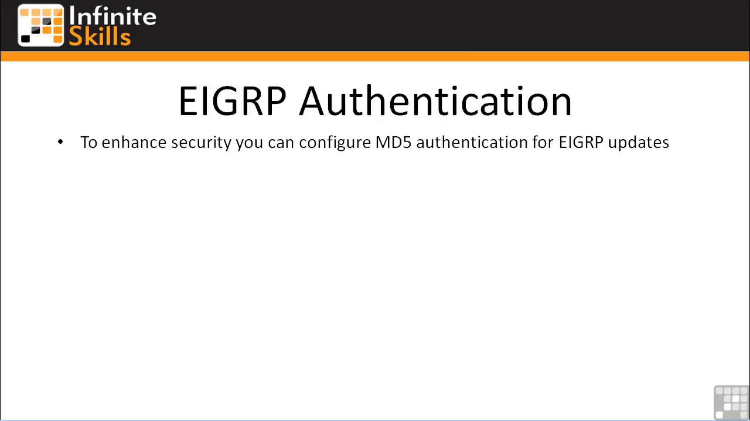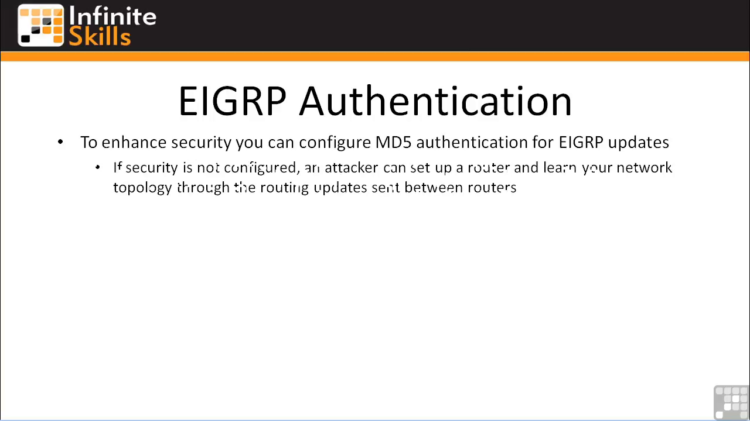Now, to enhance security, you can configure MD5 authentication for EIGRP updates. Why would you want to do that? Quite simply, it's a security function. If security is not configured, an attacker can set up a router and learn your network topology through all the routing updates that get sent between all the routers. Then they have knowledge about how your network is laid out. They can draw inferences based on the metrics that EIGRP gives them.